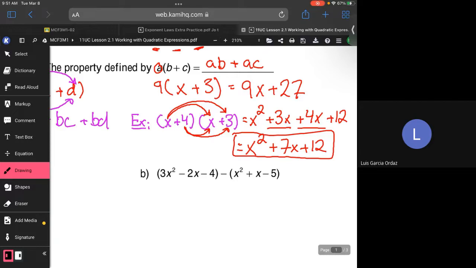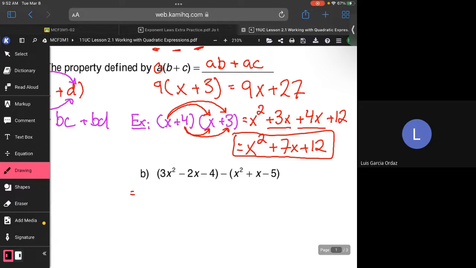So now let's move on to just a quick example. We'll do example B. We'll do every other one because I think this is going to take way too long to do all of them. So I have 3x squared minus 2x minus 4 minus x squared plus x minus 5.